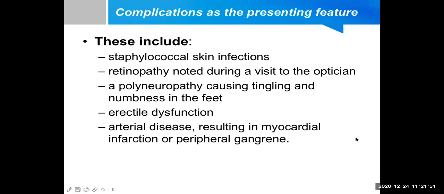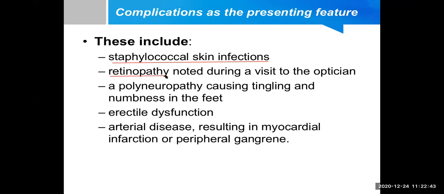Now, sometimes complications are presented as the first feature. Directly, the patient presents with a complication of diabetes. There may be staphylococcal skin infection. This is a recurrent type of infection. We have treated it the first time, then again after a few weeks, the patient comes back with a similar infection. If this happens, remember, you need to ask yourself why this person is having recurrent skin infection. Is this a case of diabetes? Is this a case of other immunodeficiency? Always ask questions like that. Don't simply give the same medicine and send the patient away.